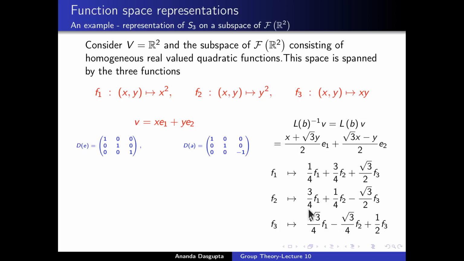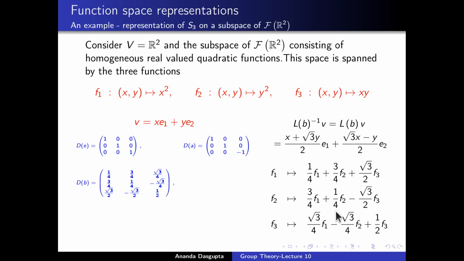And now you get a 3x3 representation DB. The matrix is not really as simple as the previous two matrices. It looks like 1/4, 3/4, root 3 by 2, which goes down the first column, remember. 3/4, 1/4, minus root 3 by 2 goes down the second column. Root 3 by 4, minus root 3 by 4, minus half, which are these coefficients, go down the third column.